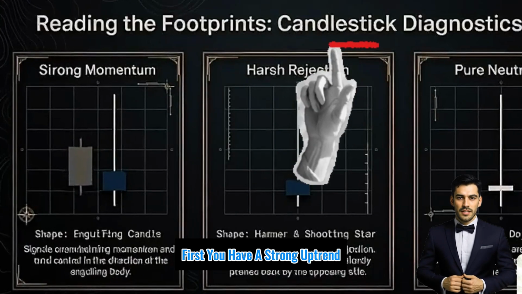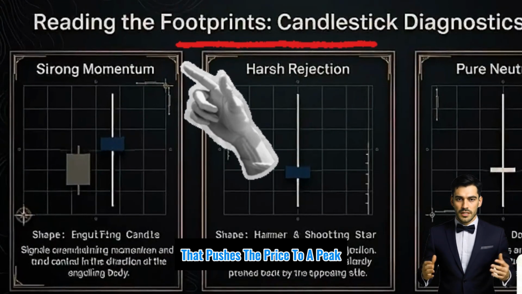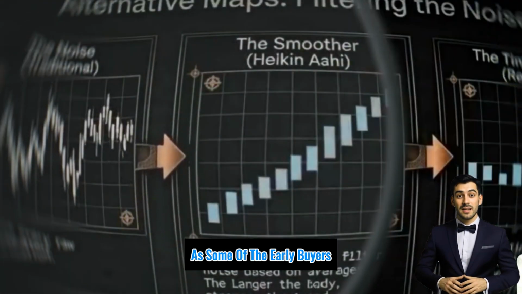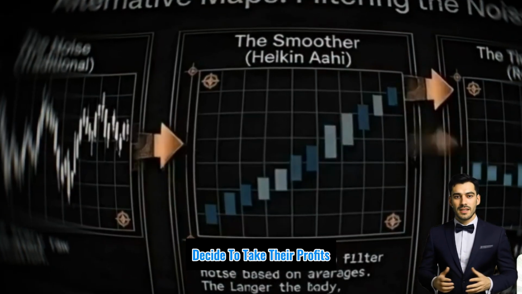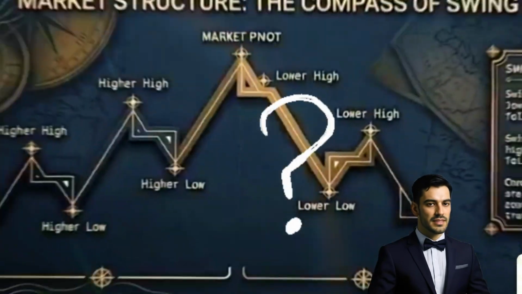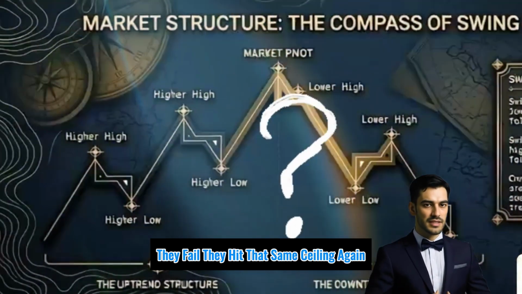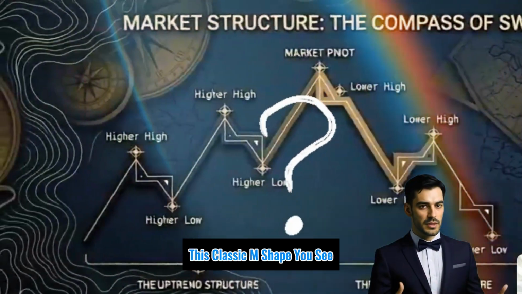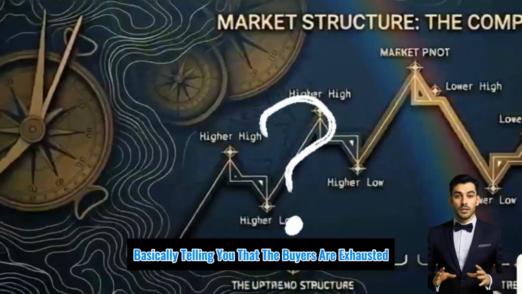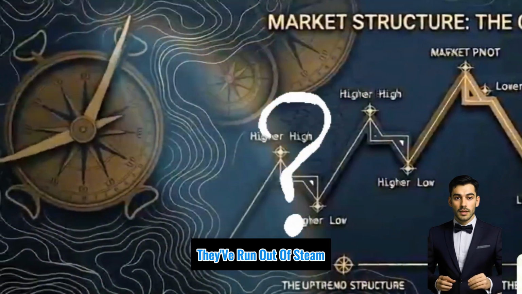First, you have a strong uptrend that pushes the price to a peak. Then you get a little pullback, as some of the early buyers decide to take their profits. Then the buyers rally for one more push. But, and this is so important, they fail. They hit that same ceiling again. This classic M shape you see is the market basically telling you that the buyers are exhausted. They've run out of steam.